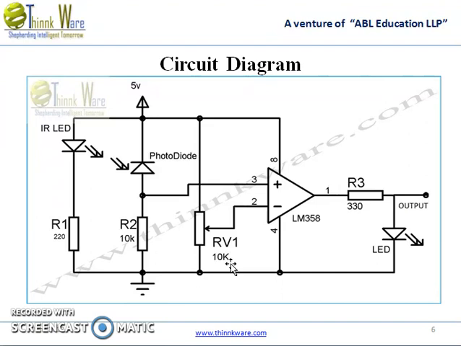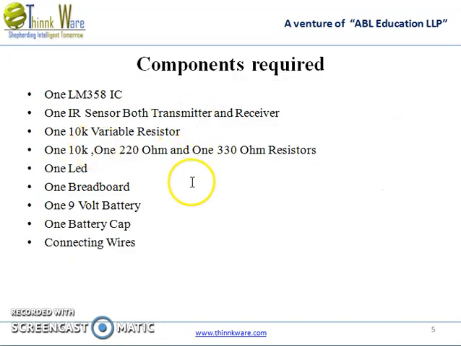The principle of an IR sensor working as an object detection sensor. The components required are LM358 IC, one IR sensor with both transmitter and receiver, a 10K variable resistor, a 10K, a 220 ohm and 330 ohm resistor, LED, breadboard, 9 volt battery, battery cap and connecting wires are the required components for this project.